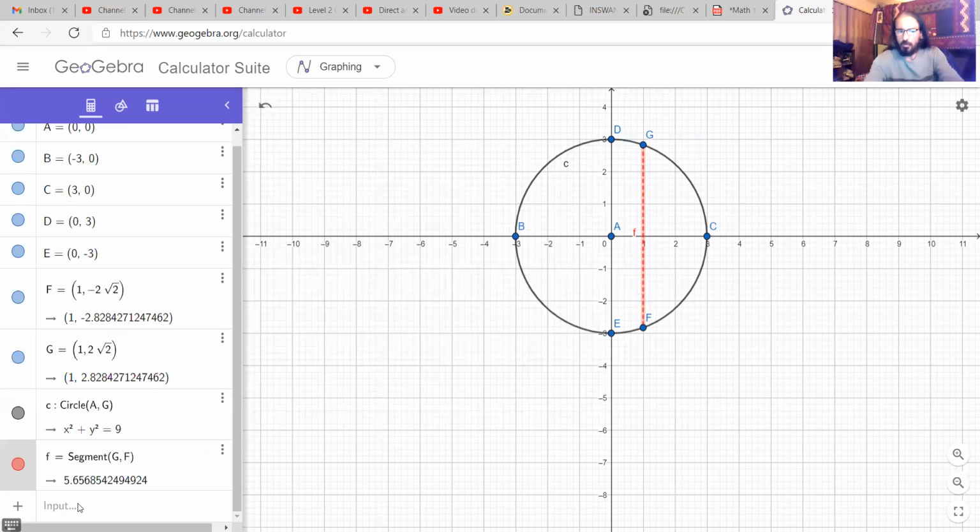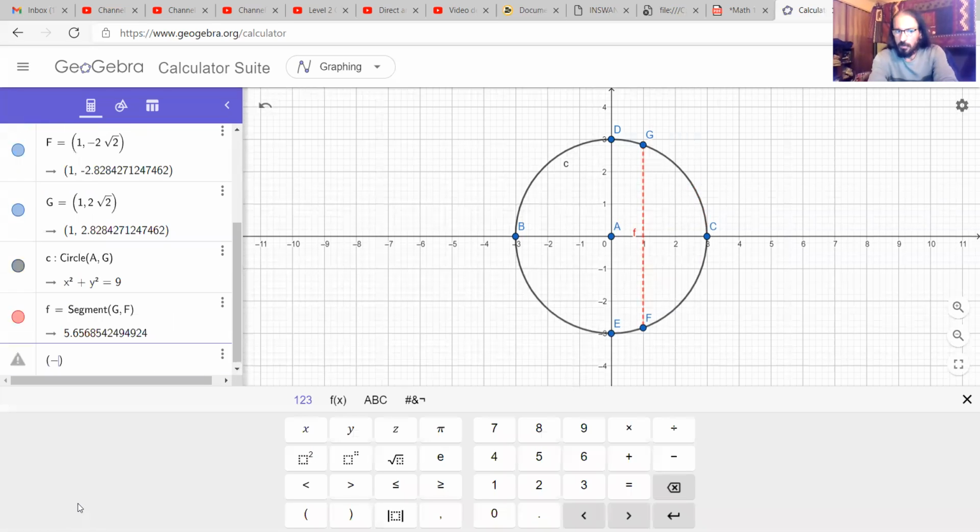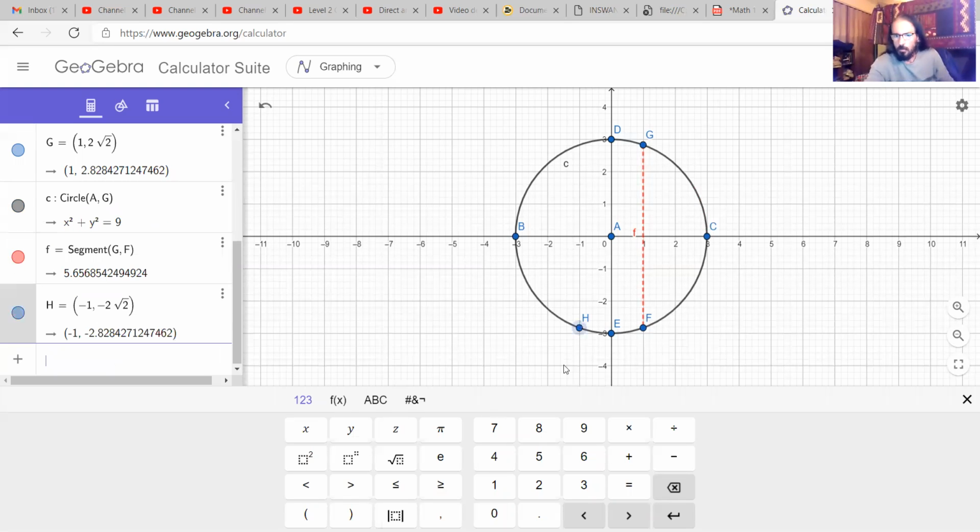And in fact, if I'd put in -1, -2 times square root of 2, because we also have symmetry with respect to the y-axis. H is a reflection of F over the y-axis and vice versa. It's also a reflection, H is a reflection of G through the origin, so on and so forth.